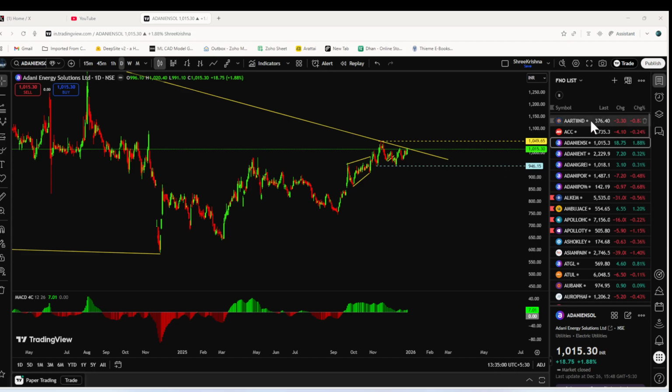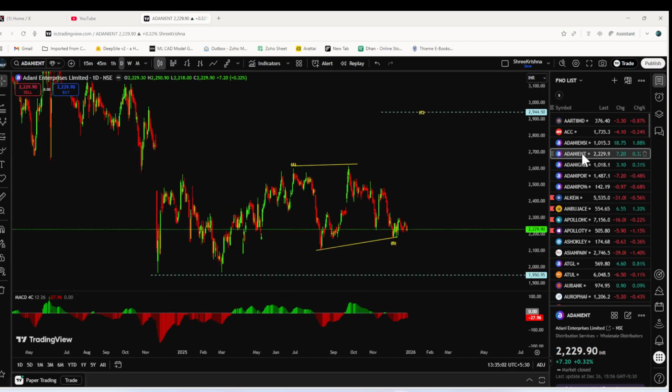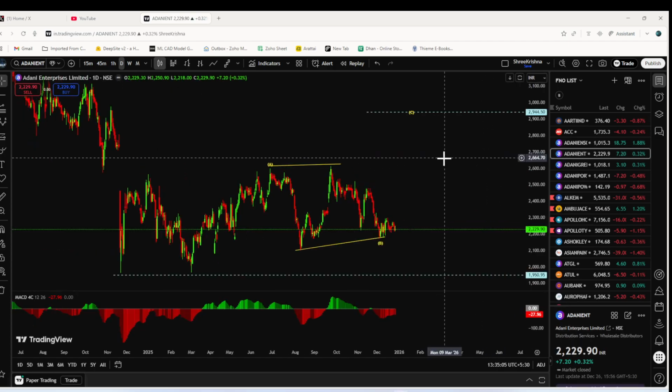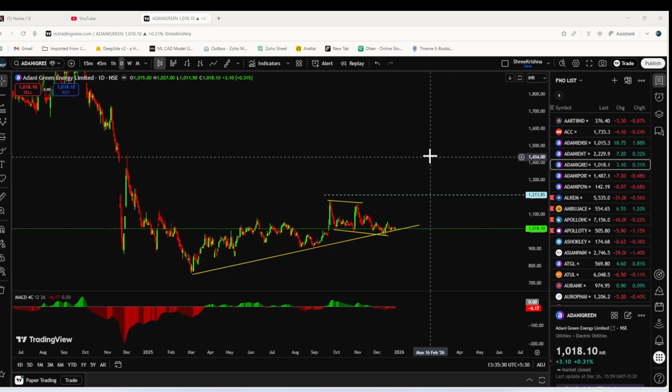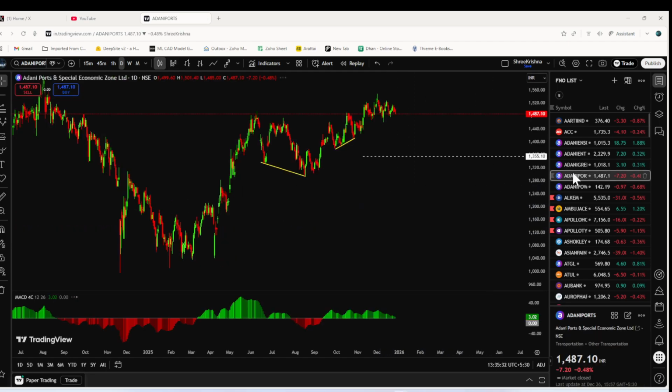Okay. Next. Adani Enterprise. Any close above this is heading to 2944. Adani Green, any break of this is heading to 1213, or it can go to 1450. So once it passes 1213, you start trailing your stop.